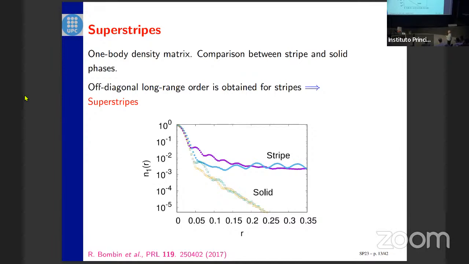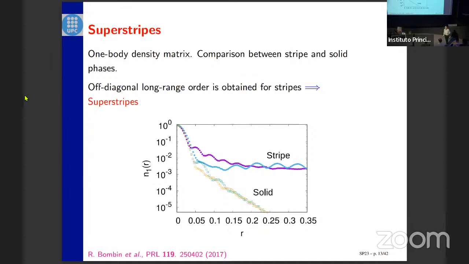And if you look at the crystal, so the solid, and you make the same calculation, you see, as expected, an exponential tail. So there is no order in a crystal. Okay, so this is consistent with the idea that the stripes are in reality, in some part at least, super stripes. Let me say super stripes or super solids. It depends on the people.